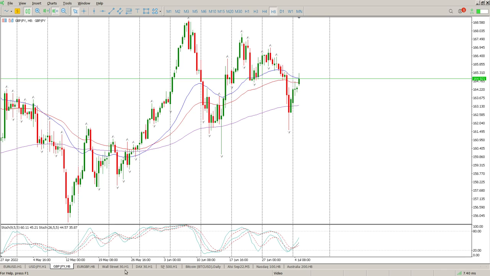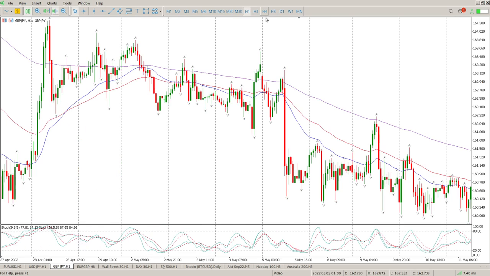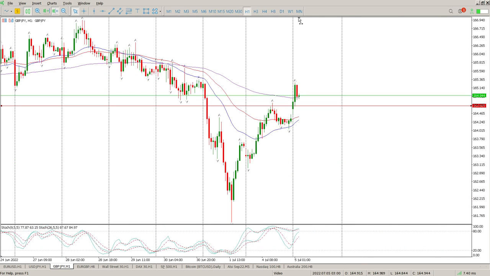Moving on to British pound Japanese yen. It does look like we have broken through last week. We broke through the structure that we are now testing at the moment, which is right over here. Right now, price is above it, but if we drop down to the hour, you'll see we do have a potential gap here as well.